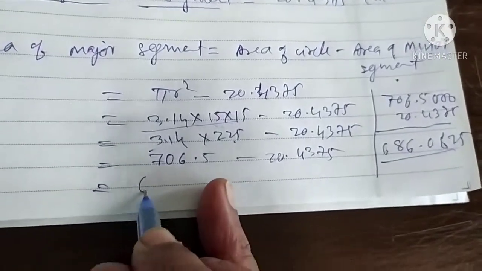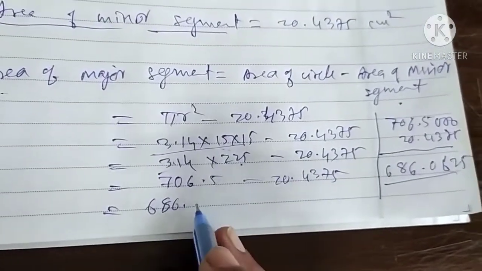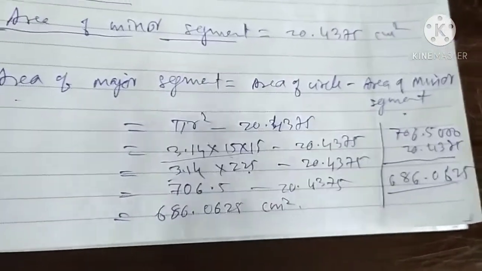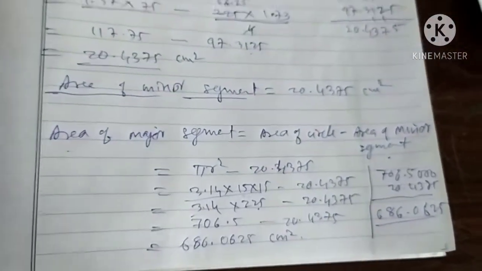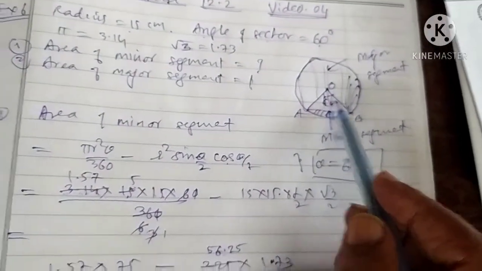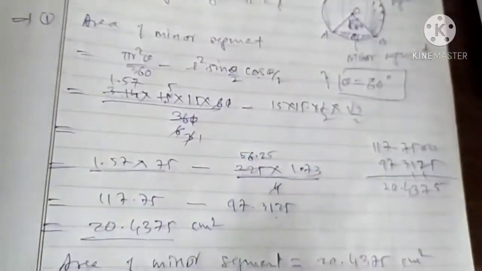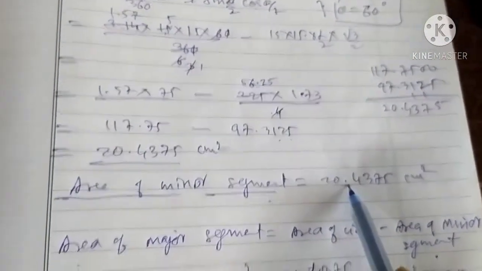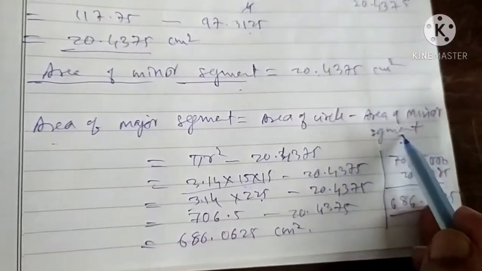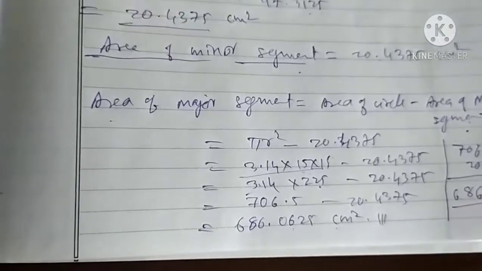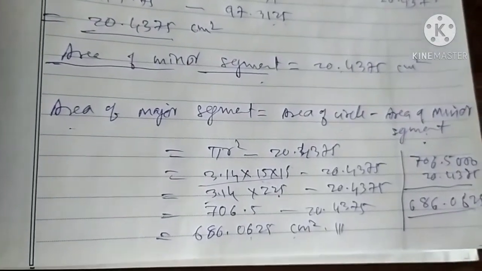That is 686.0625 square centimeter. Students, I hope you understood now. What was important in this example? Understand what is given. Understand what is asked. Then the area of the minor segment is calculated. For the area of the major segment, circle minus minor segment. We got the answer. Okay, students. Please see this example properly 2 times and solve it yourself once again.